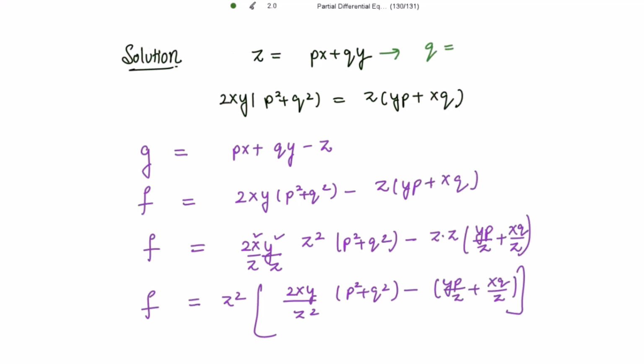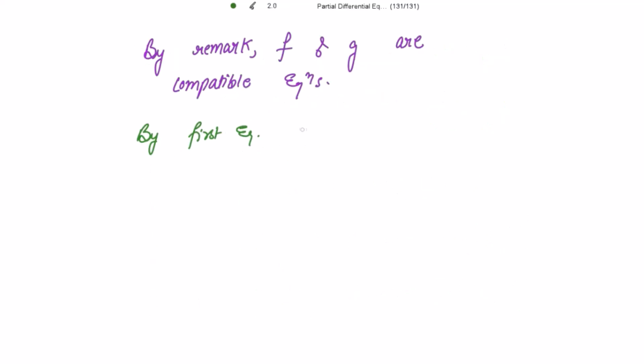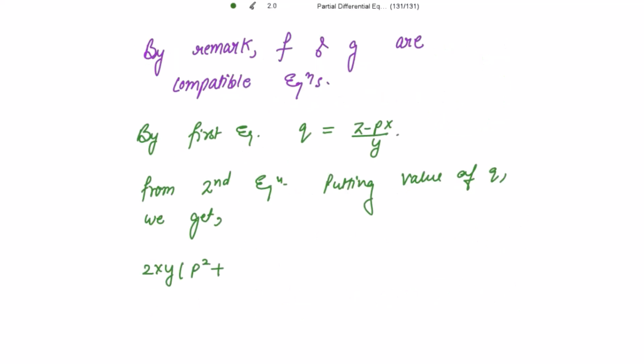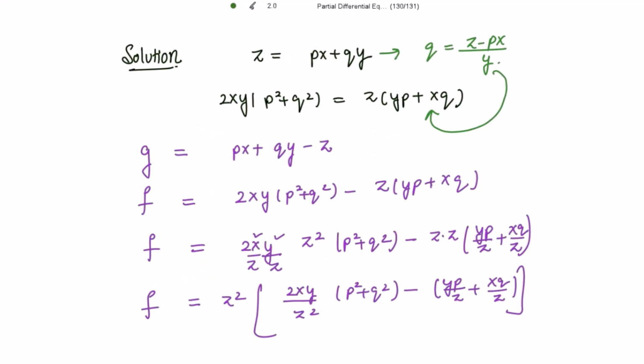From here, I get the value of q to be (z minus px) divided by y, because I need to get the values of p and q. So if I put this value of q in the second equation, I get the value of p. By the first equation, we are getting the value of q to be (z minus px) divided by y. So from the second equation, putting this value, we have 2xy into p square plus q square. So q square will be (z square plus p square x square minus 2zpx) divided by y square. So I am adjusting this. It is y square and here y square. Equal to z(yp plus xq).